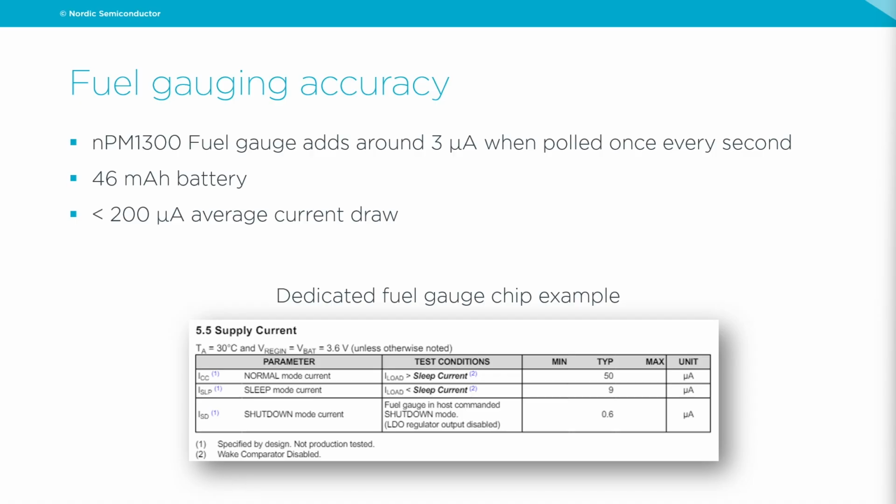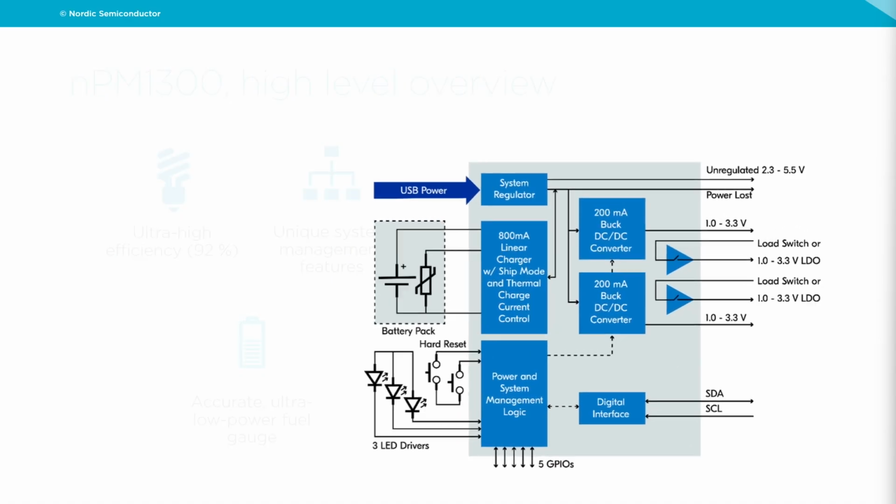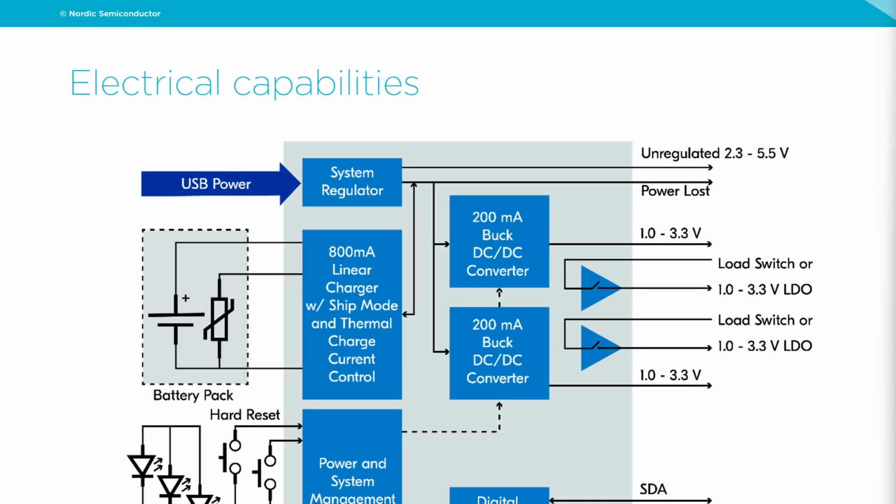So I've been talking a little bit about the NPM1300 now, and let's go through in more detail what it does. The NPM1300 is a PMIC with ultra high efficiency buck regulators. It has these unique system management features and an accurate ultra low power fuel gauge. When it comes to its electrical capabilities, it has two buck regulators that are individually adjustable between 1 and 3.3 volts. They can deliver up to 200 milliamps of current each, and they are over 92% efficient. We also have two load switches that are digitally controlled over I2C after startup.